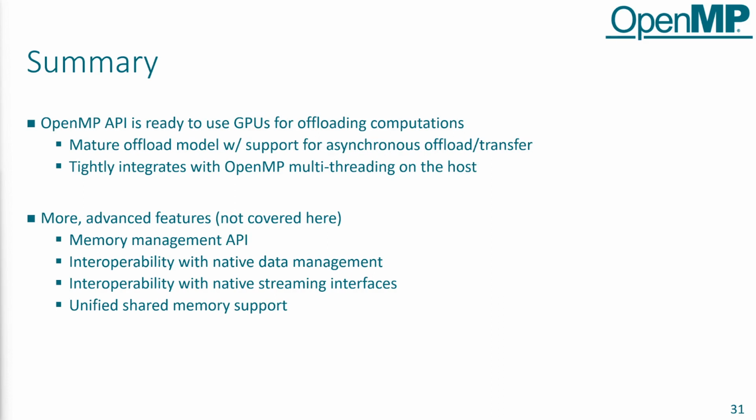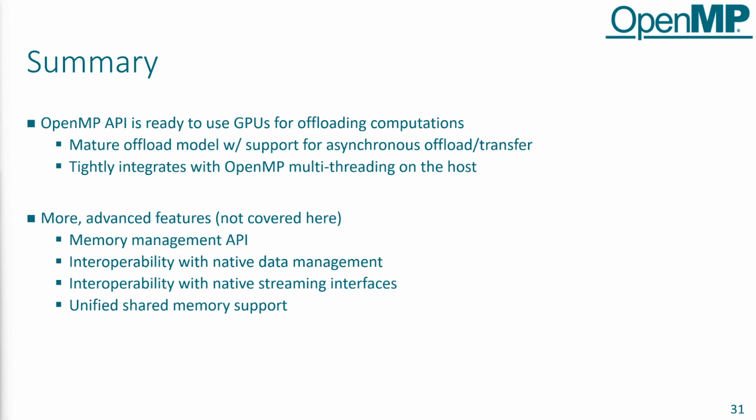We do have interoperability with native data management. So that means if you have OpenMP buffers that you allocated and you want to execute a HIP or CUDA kernel, you can convert and tap into the mapping table to get the corresponding CUDA or HIP device pointers out of OpenMP. In OpenMP 5.1, we added interoperability with the native streaming interfaces.